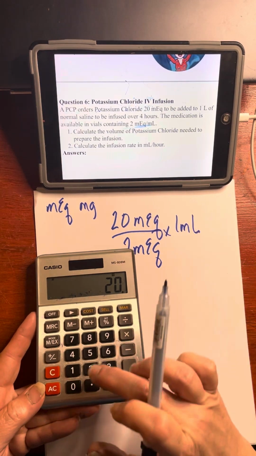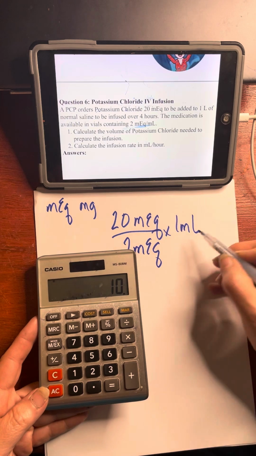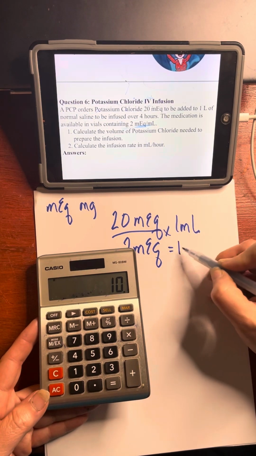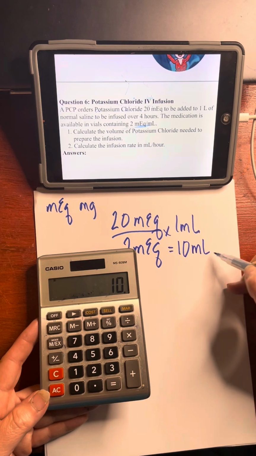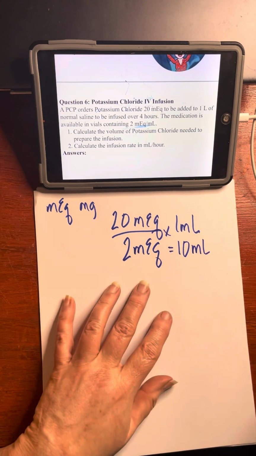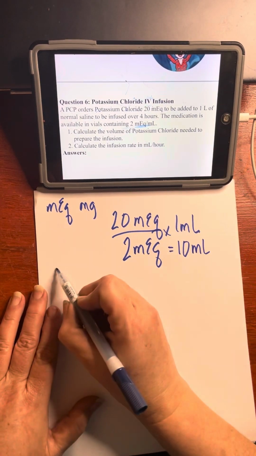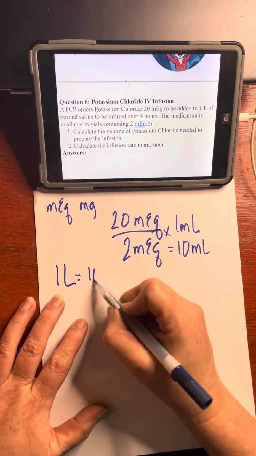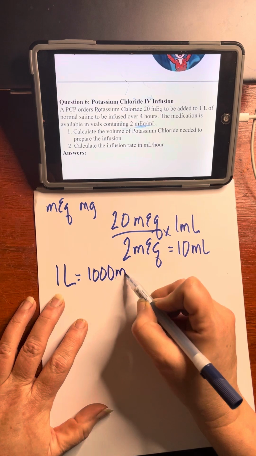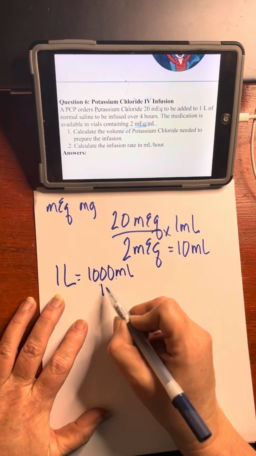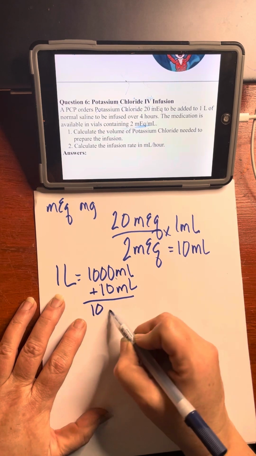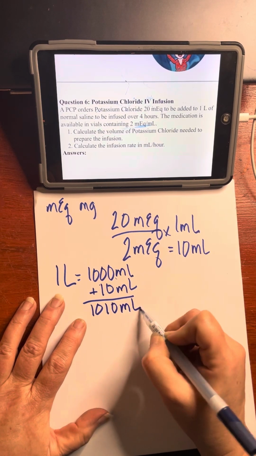20 divided by 2 equals 10, and then times 1 would be still 10 milliliters we got to pull out of the vial. And we have to add that to the 1 liter of fluid. 1 liter is 1,000 milliliters. And we add 10 milliliters to it. Our total volume is going to be 1,010 milliliters.